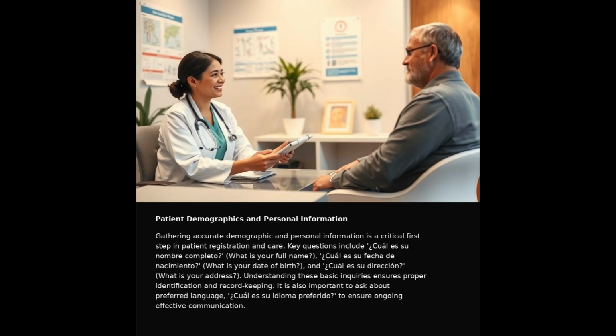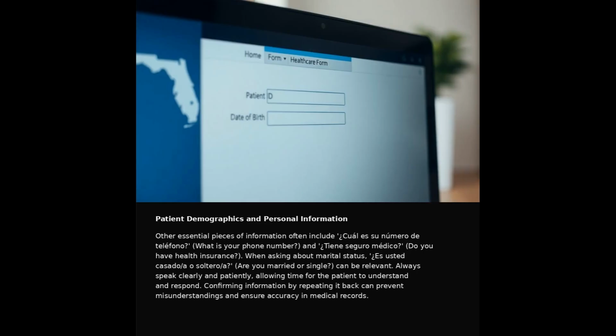It is also important to ask about preferred language, ¿Cuál es su idioma preferido?, to ensure ongoing effective communication. Other essential pieces of information often include: ¿Cuál es su número de teléfono? What is your phone number? And ¿Tiene seguro médico? Do you have health insurance? When asking about marital status, ¿Es usted casado o soltero? Are you married or single? Can be relevant. Always speak clearly and patiently, allowing time for the patient to understand and respond. Confirming information by repeating it back can prevent misunderstandings and ensure accuracy in medical records.